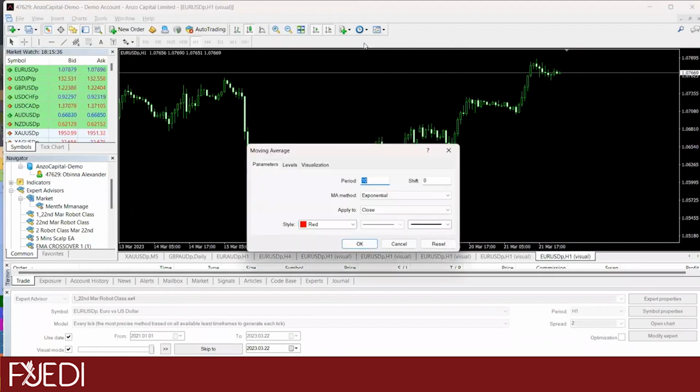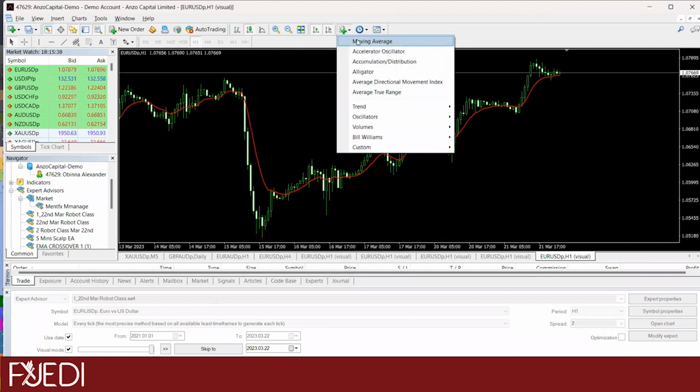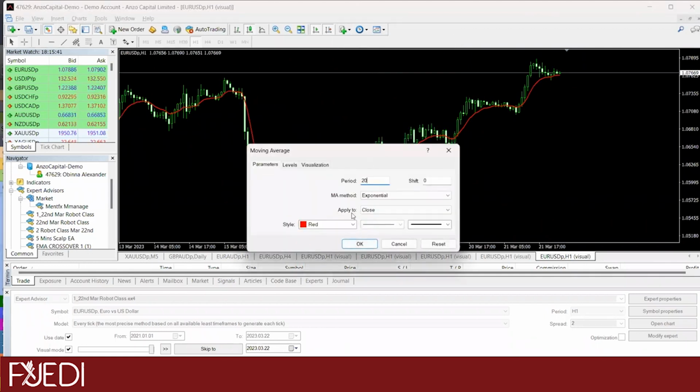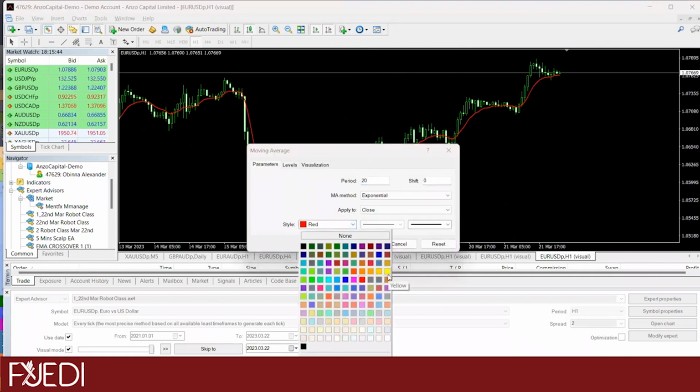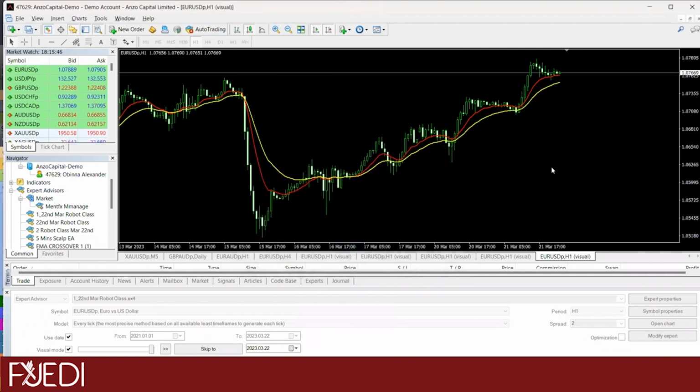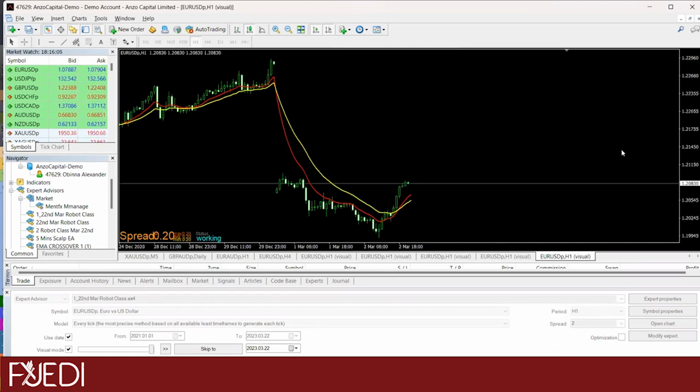So 10 moving average, and let's also add the 20 period exponential moving average, and we'll make this one yellow. Okay, so we looked, it will buy when the red one crosses above the yellow, and it will sell when the red crosses below the yellow. It will close the buy when the red crosses below the yellow. That means the criteria for opening a buy is the same for closing a sell. So let's play that and see.